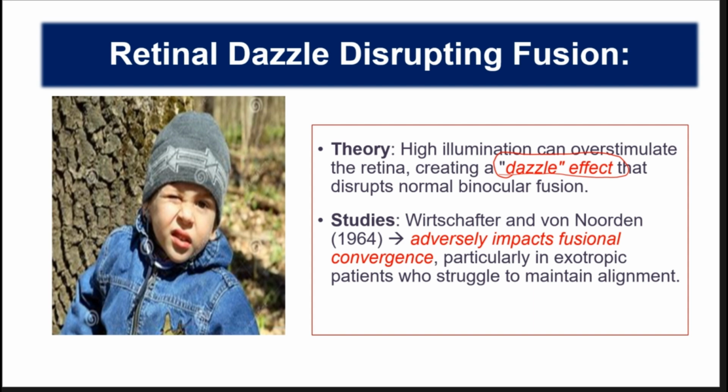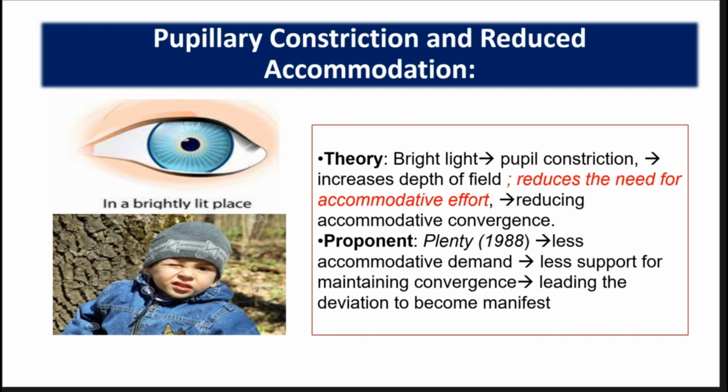And what happens when fusion gets challenged? When the fusion is not proper, the eyes are going to deviate outwards, and that is going to lead to diplopia or confusion in the patient. And in order to avoid that diplopia, the patient is going to close one eye, right? So retinal dazzle leading to disruption of fusion is one theory behind monocular eye closure or diplophotophobia. What about another theory? Another theory is that of pupillary constriction and reduced accommodation.